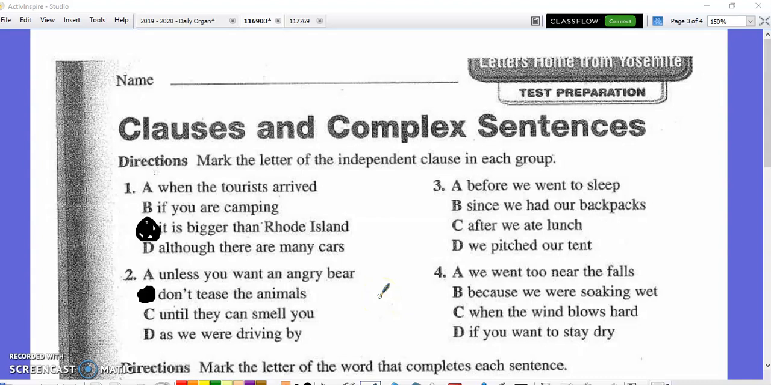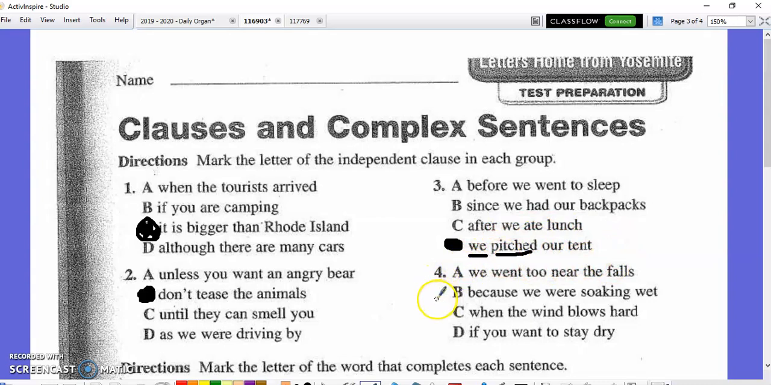Before we went to sleep, A. Since we had our backpacks, B. After we ate lunch, C. Or we pitched our tent, D. Pick the correct response now. The answer is D. That's because this is the only complete independent clause that could stand alone. We have a subject, we have a verb, pitched, and a complete predicate. What did they pitch? Their tent.